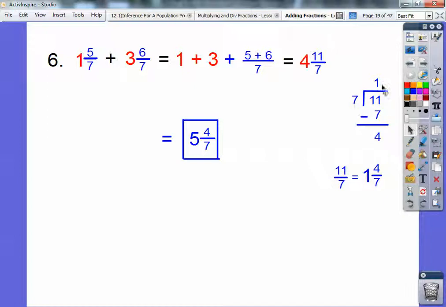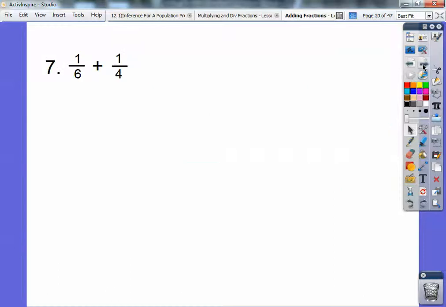You go clockwise. You start at the top and go clockwise. 1 4/7. Okay, so that 1 gets added with this 4, so now it's going to be 5 4/7. Because this whole number gets tagged on with this 4 right here to make it 5 4/7. Okay, all right, now here we got to get common denominators.